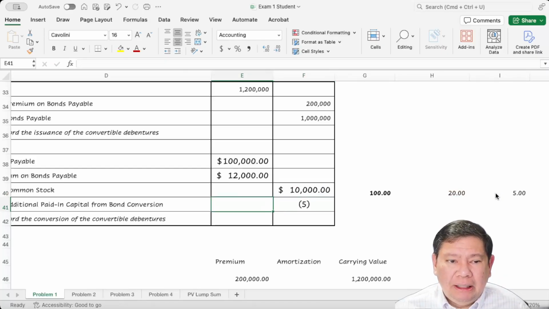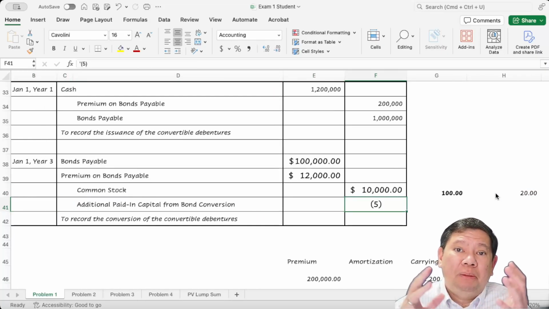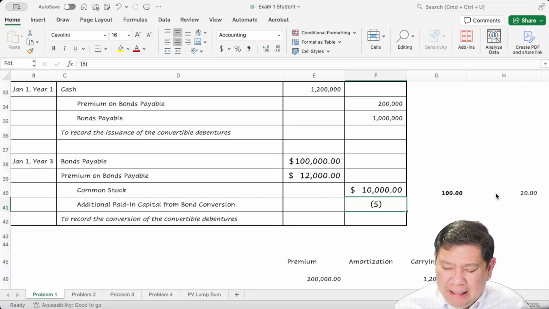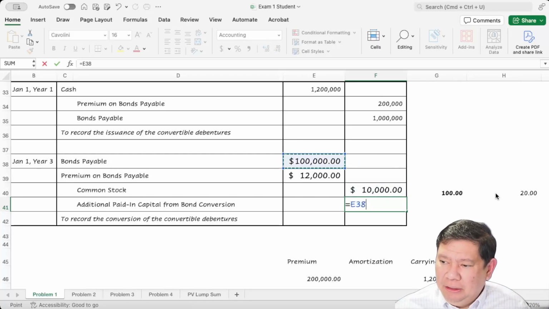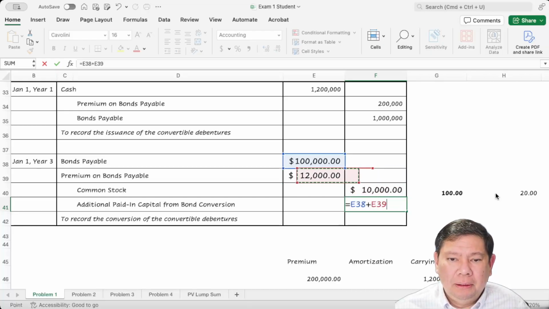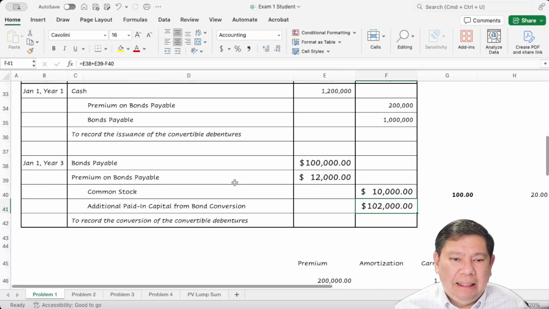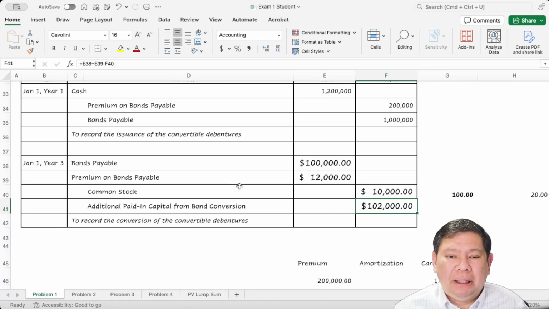So $10,000 is the common stock at par value reported on the balance sheet, and the difference is going to be, that should be plus, minus common stock, 102,000 is the additional paid-in capital.